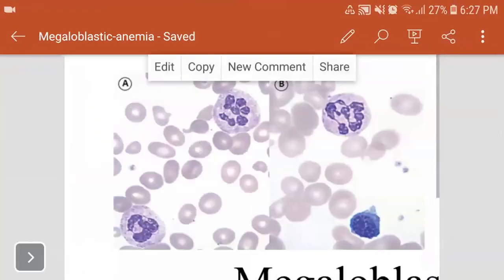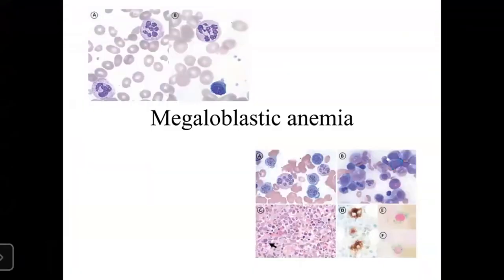So both are important. Megaloblastic anemia is important, aplastic anemia is also important. So in megaloblastic anemia, at what MCV, mean corpuscular volume, do we say megaloblastic? Can anyone say?